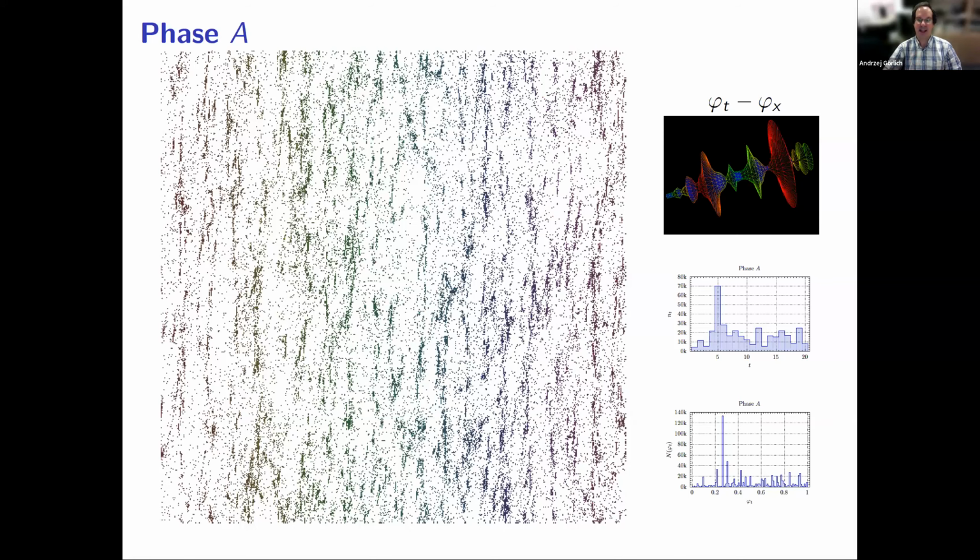So in phase A, if you look at the volume profile, you have a series of maxima and minima. So you have a series of independent universes. And if you show the density plot as before, this is the phi t, phi x projection. So you are given a triangulation, which is a typical triangulation in phase A.